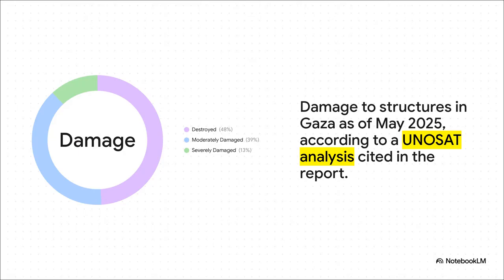Okay, number 3. This one's a bit of a mouthful. Deliberately inflicting conditions of life calculated to bring about physical destruction. What does that mean? Basically, making it impossible for people to survive. And to show this, the report points to the incredible scale of destruction to the very buildings and infrastructure people need for daily life. Just look at these numbers.